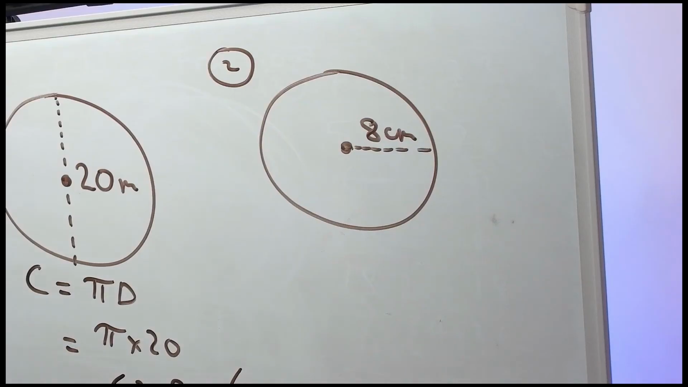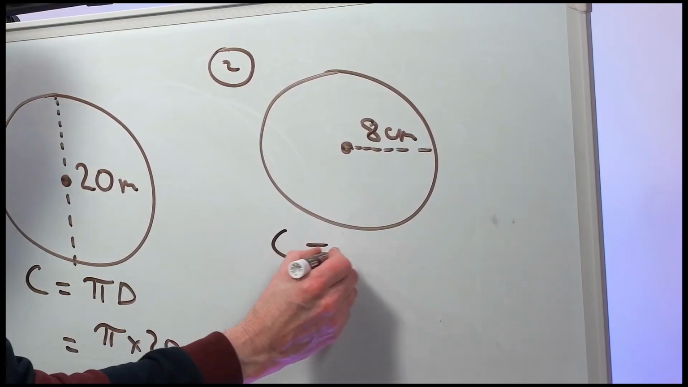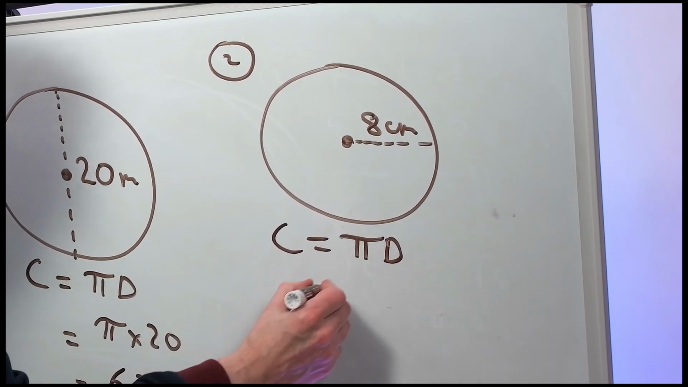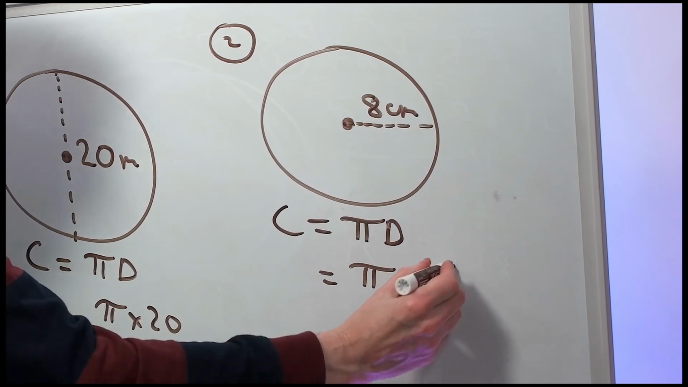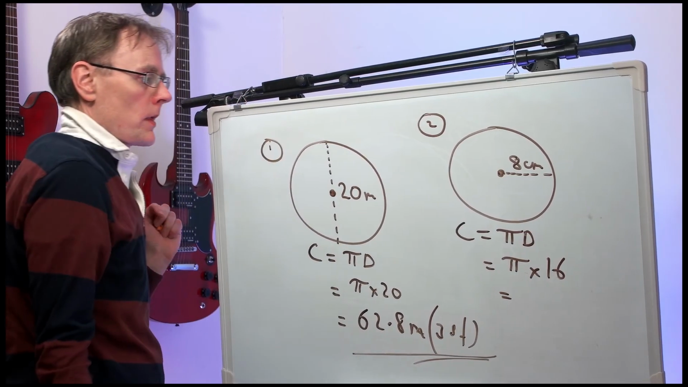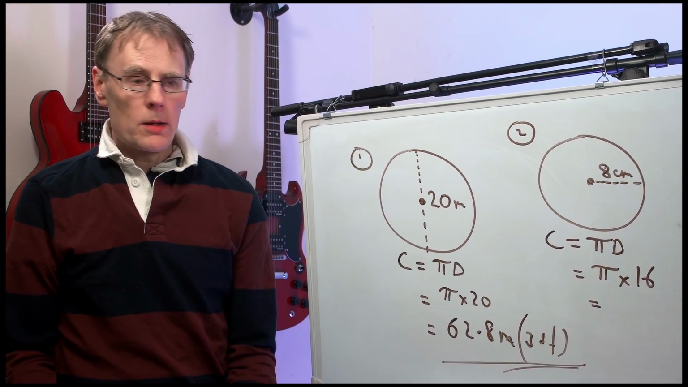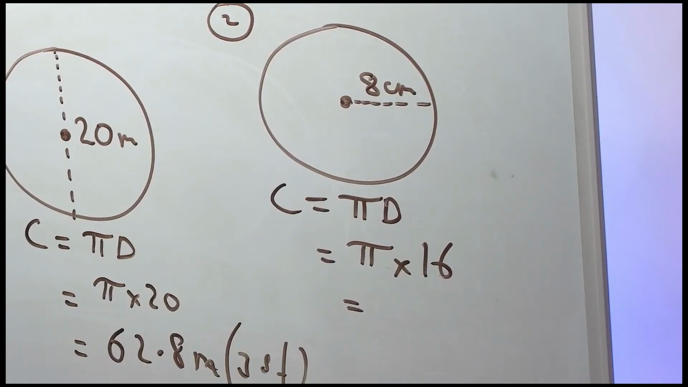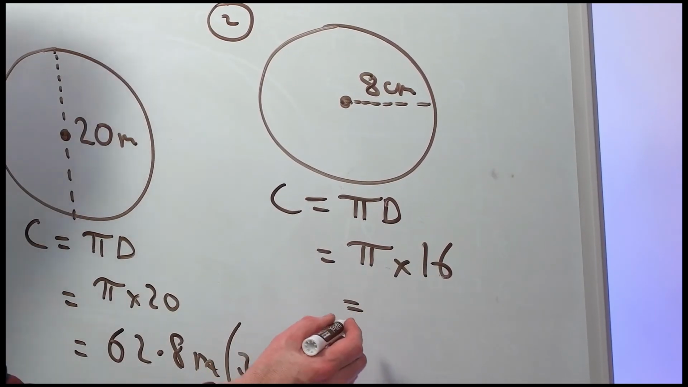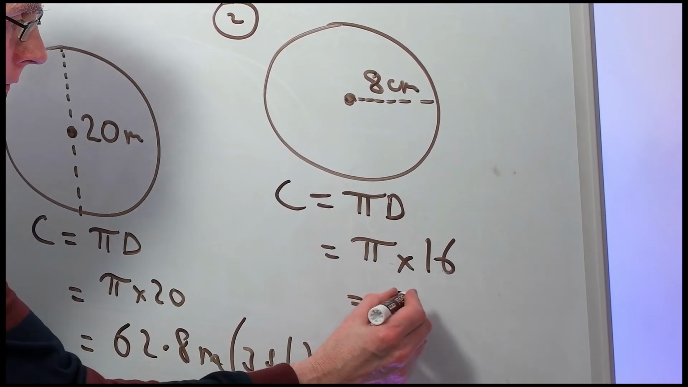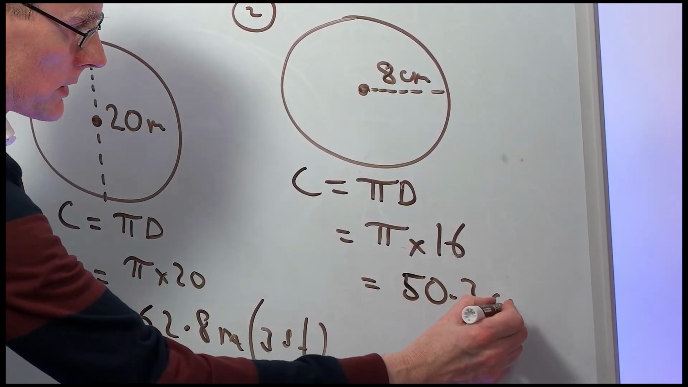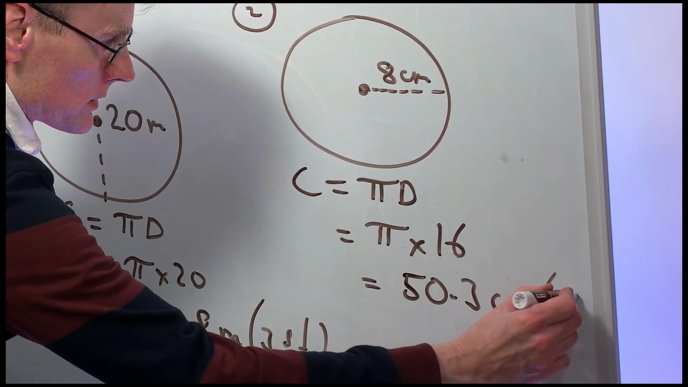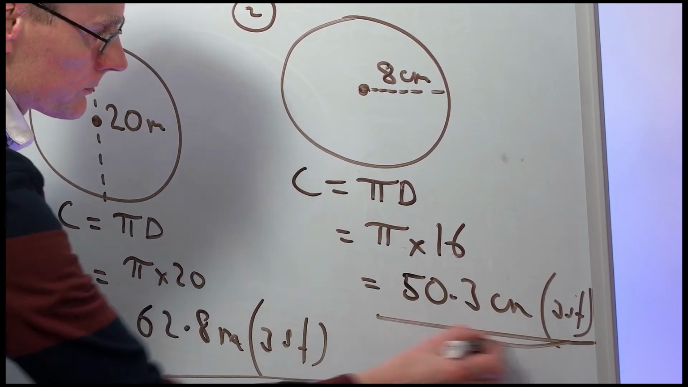Now, number 2. Again, the circumference of the circle, C equals pi d. So that's pi times 16 centimetres is the diameter. So we ask the calculator, pi times 16, and it says about 50.26. So we can round that off to 50.3 centimetres to 3 significant figures.